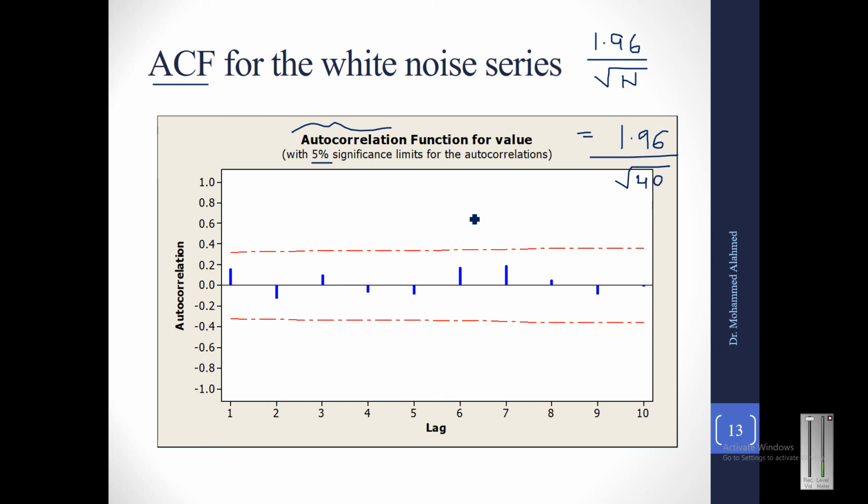Just to simplify the calculation, you can take the numerator as 2 and the denominator as root 40, which will be close to roughly 6.5. So 2 by 6.5, it is very approximate, which is equal to 0.3, right? Because 6 square is 36, 7 square is 49. I'm taking the midway.